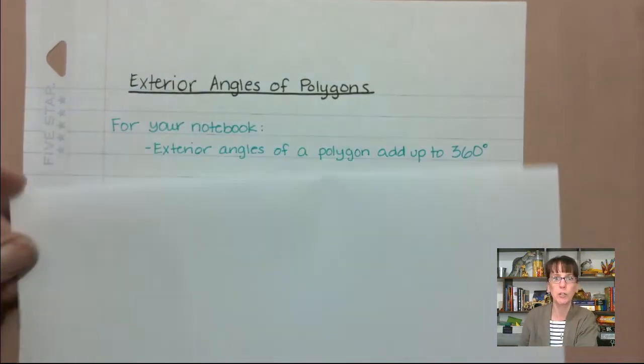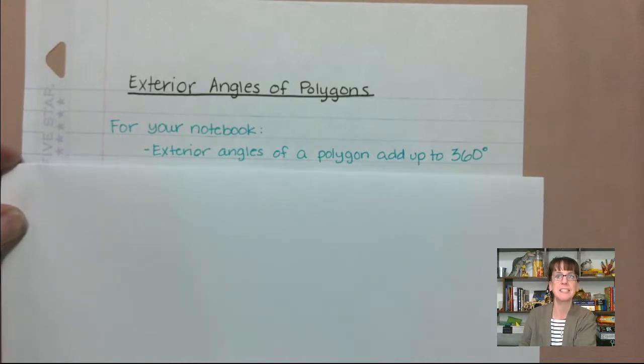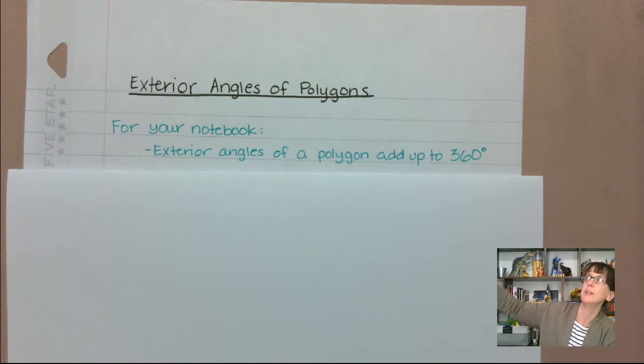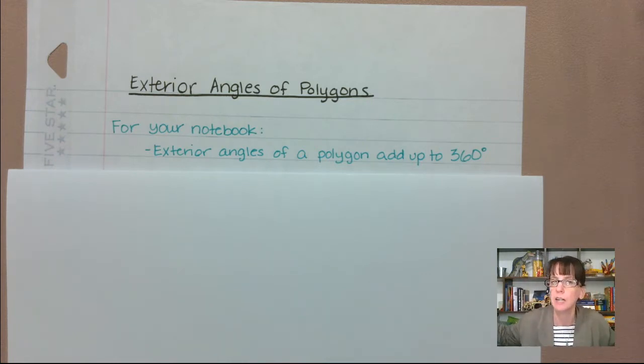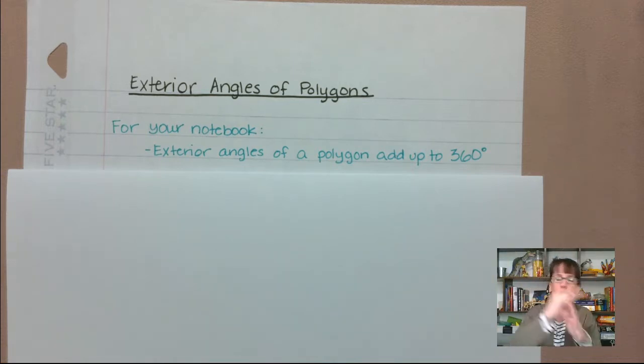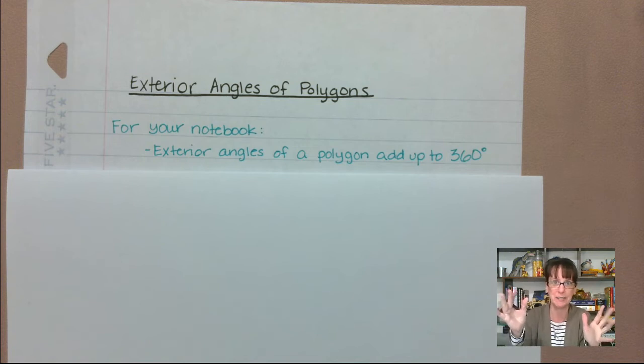So for your notebook, first thing we're going to do: exterior angles of a polygon add up to 360. Does it matter if it's a triangle? Absolutely not. Does it matter if it is an octagon? Absolutely not. Does it matter if it's a 20-agon? It does not matter for any of those. All of them add up to 360 degrees for their exterior angles.